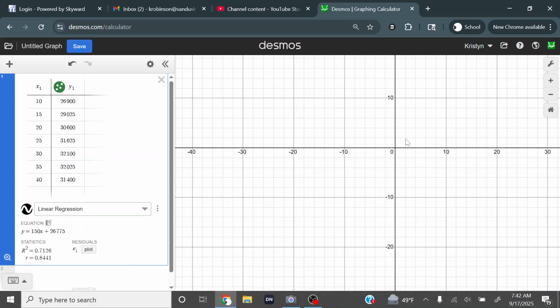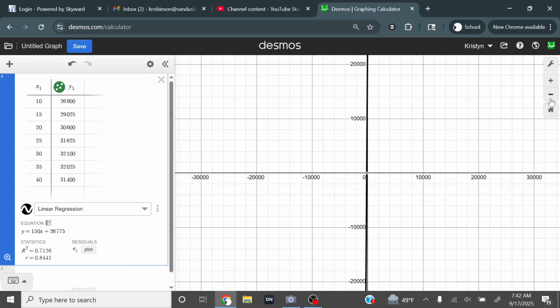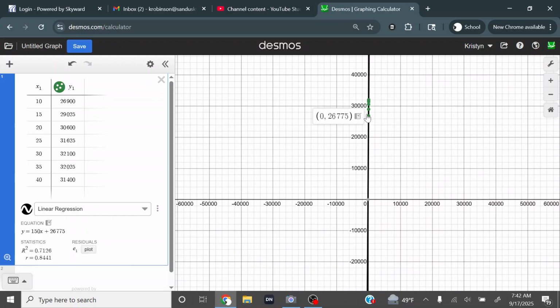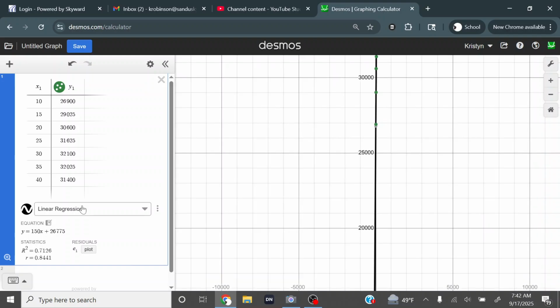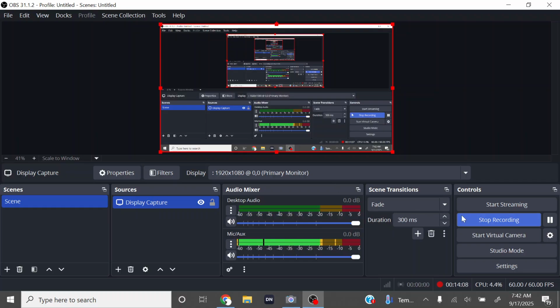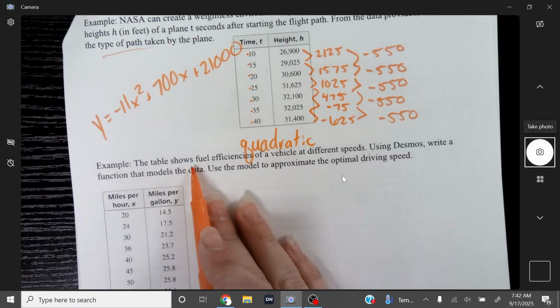You can't see any of our ordered pairs because we are so zoomed out. Okay, so that's what we have right there for ordered pairs. We're so zoomed out, but it will be quadratic, so we want to change it to quadratic regression. And this right here gives us our equation. So y equals negative 11x squared plus 700x plus 21,000.